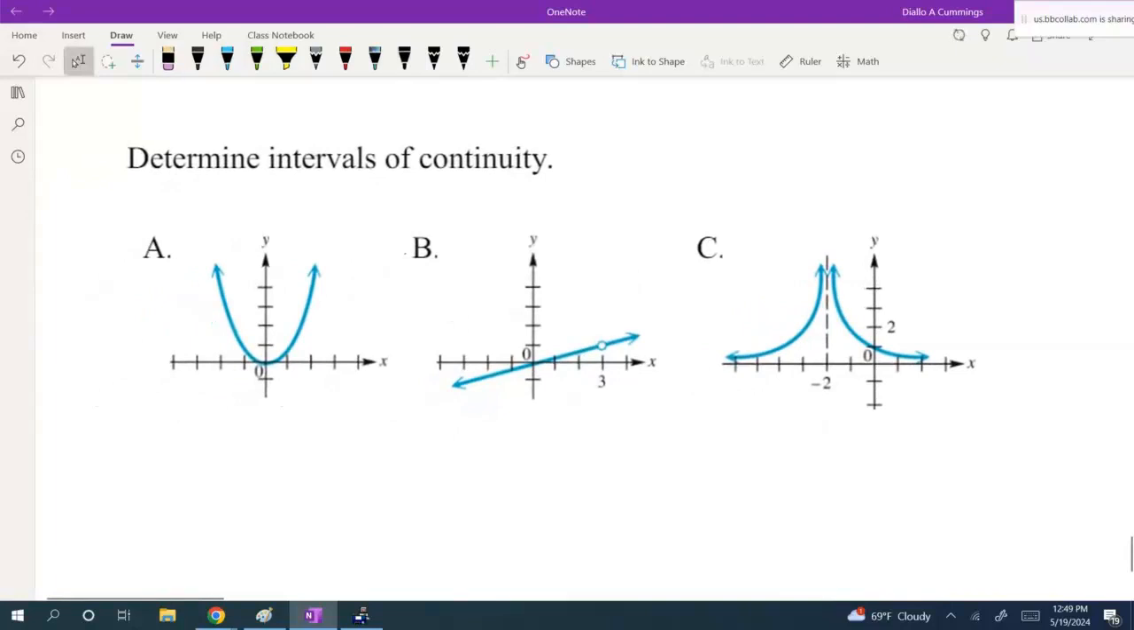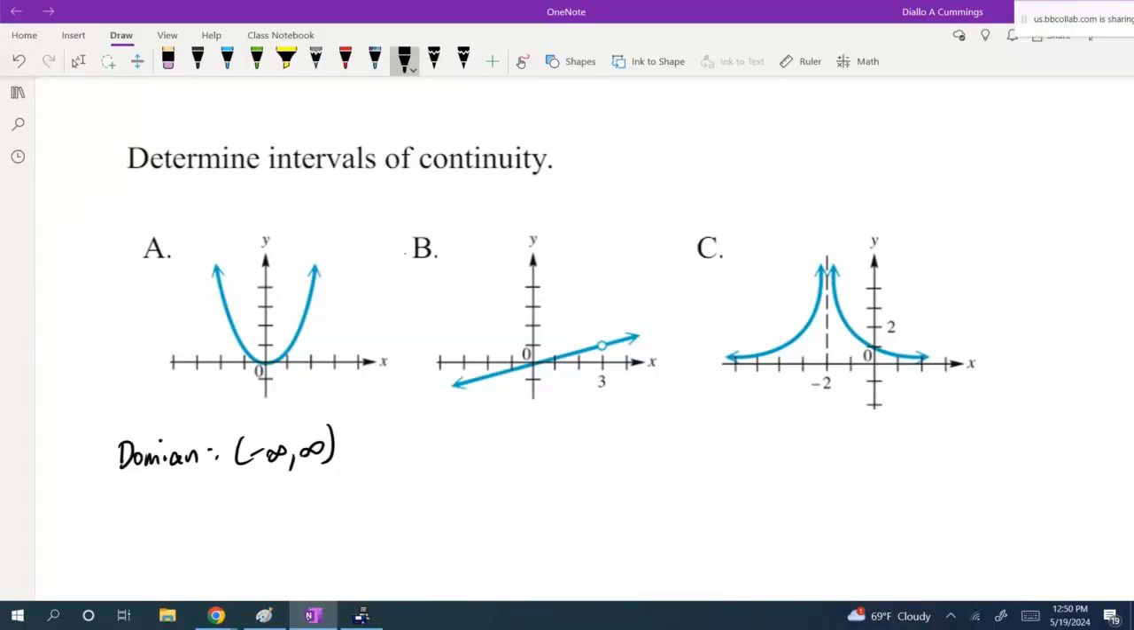Now, in order to determine the intervals of continuity, those are just the intervals in which I can trace my graph without taking the pencil off the paper. So if I take a look at this first one, the interval of continuity is actually going to be the domain, and that's true for all of these. So negative infinity to positive infinity, right? I can trace that graph over the entire domain.